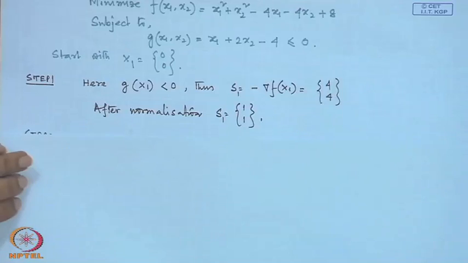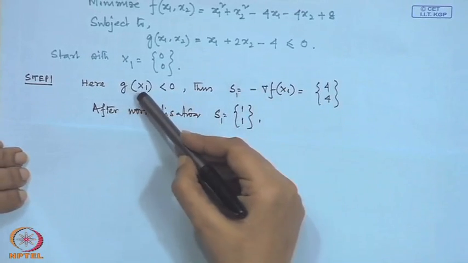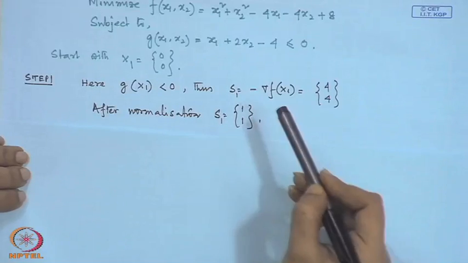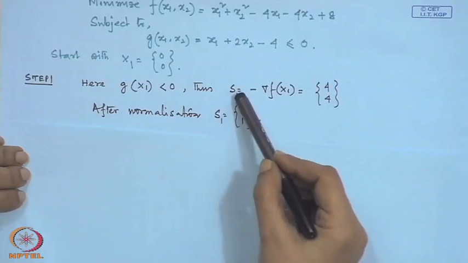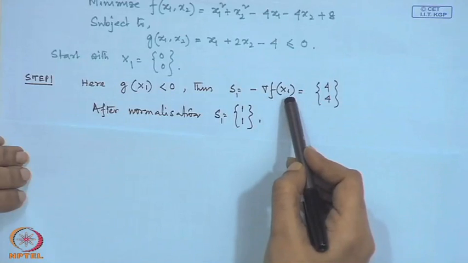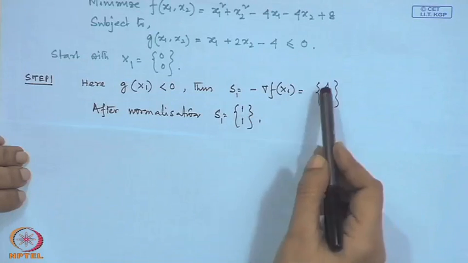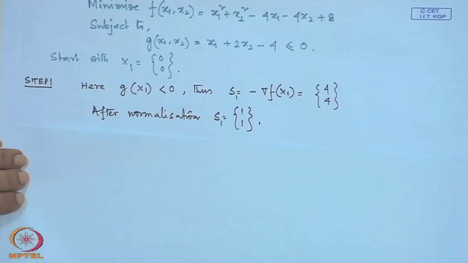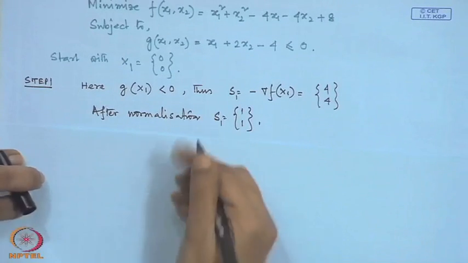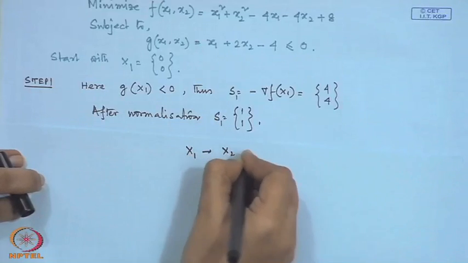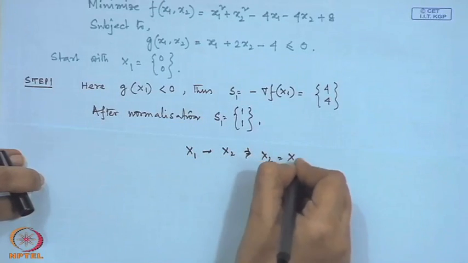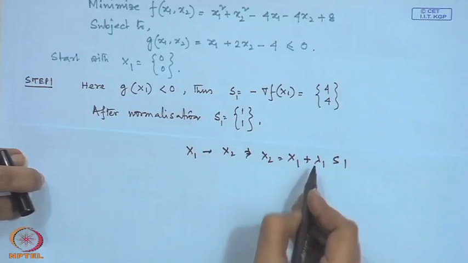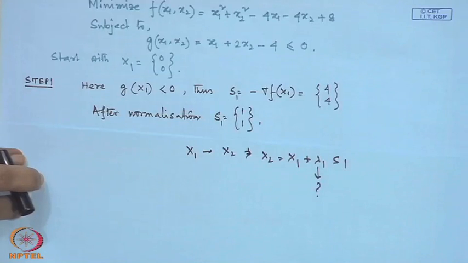Just you see what we are doing. As I said, gj(x1) is less than 0, and we are getting the next direction as (1, 1), because we are considering the descent direction of f, that is (4, 4), normalizing it, and getting the direction (1, 1). Our next task is to move from x1 to x2 such that x2 is equal to x1 plus lambda 1 S1. S1 is this one, x1 is given as (0, 0). What is lambda 1? We have to find it next.